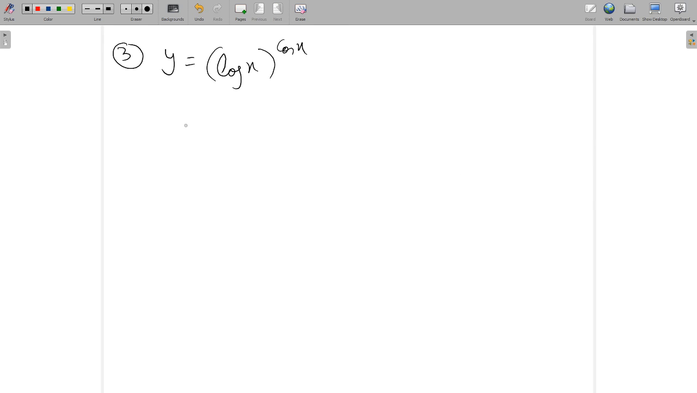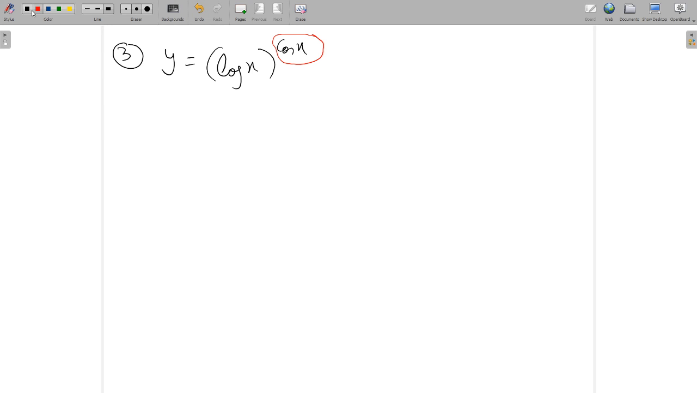Now let us do question number 3 of exercise 5.5. We have here y equal to (log x) raised to cos x. Before starting this topic, we discussed that when the exponent in the function is a variable, we have to use logarithmic differentiation. Here the exponent of log x is cos x, which is a variable. Therefore, we will have to use logarithmic differentiation.